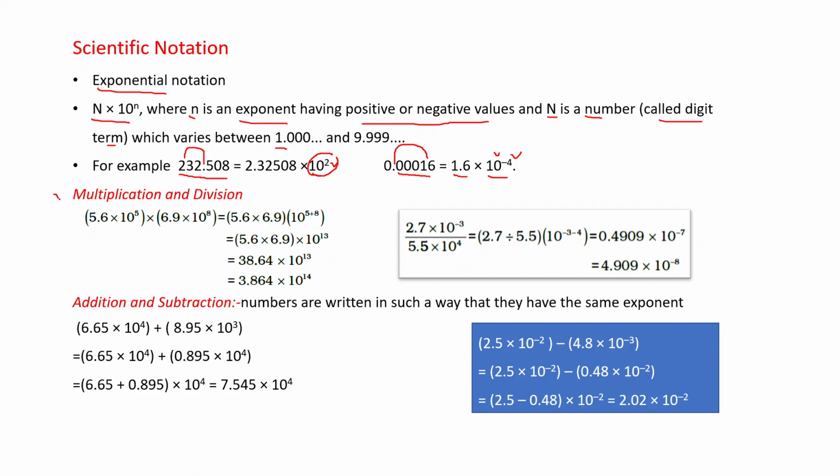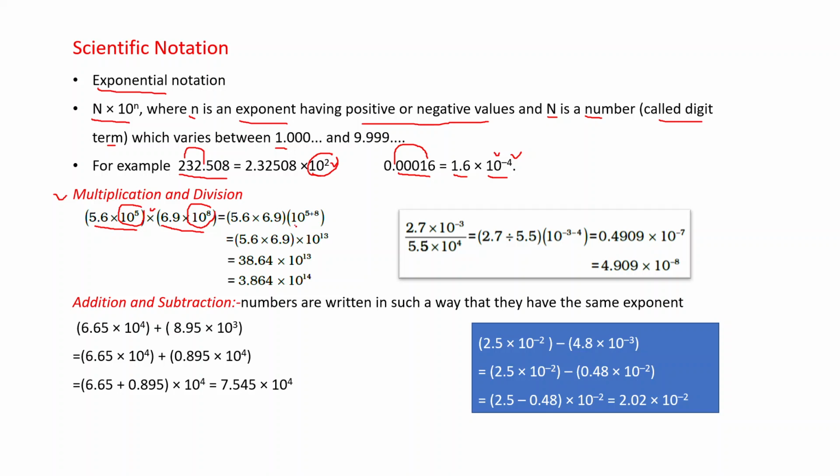First we'll discuss multiplication and division. This is 5.6 into 10 to the power 5. This is one number, and another number is 6.9 into 10 to the power 8, and we have to multiply these two numbers. I think you are familiar with such operations. Now in this case, we have 10 to the power 5 and 10 to the power 8. The powers of these 10 will be added.